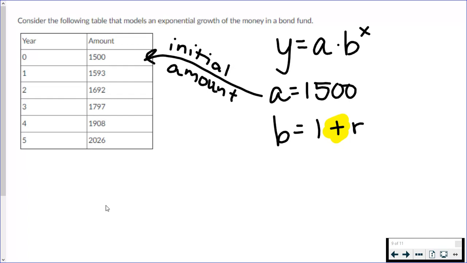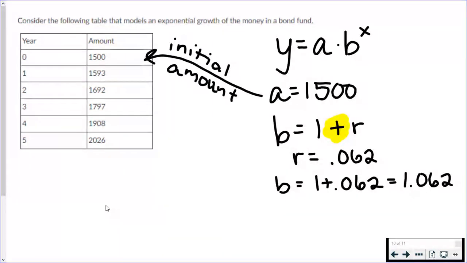Number two, you need to make sure that you're plugging in your rate as a decimal. So in the original video, I converted it to a percent to say that it was increasing by 6.2%. But if you're going to use that rate in the equation, you have to keep it as a decimal. If you plug it in as 6.2, it's going to be a mess.